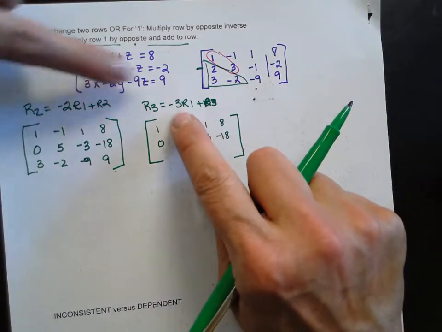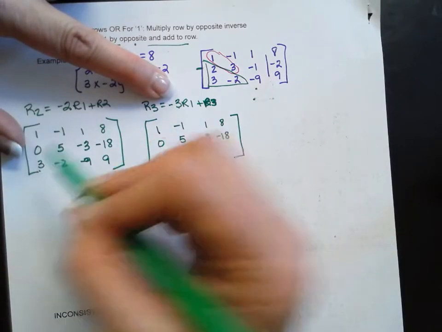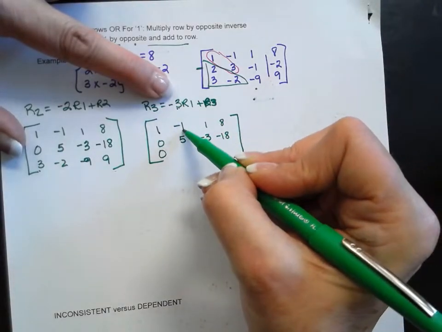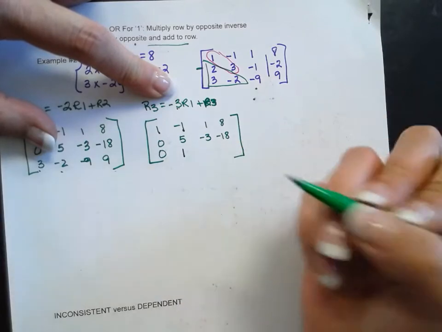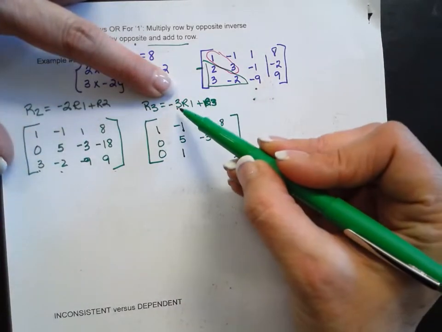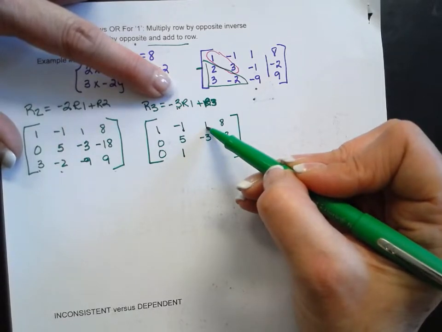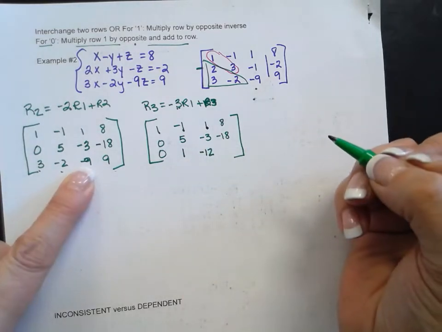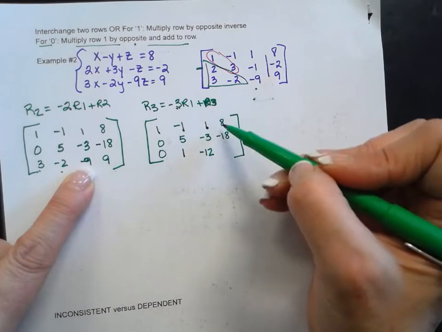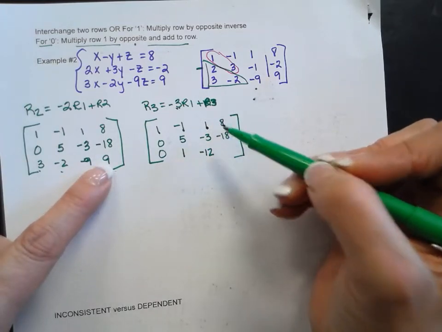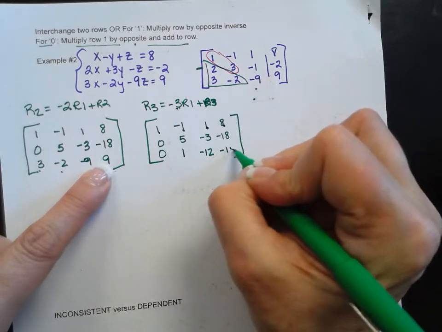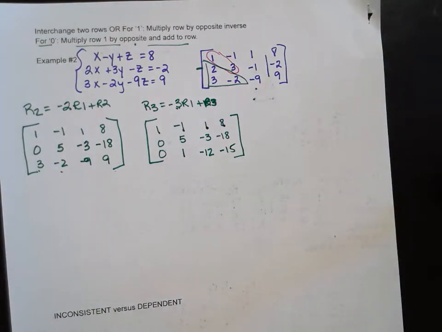Okay, so -3 times 1 plus 3, the beautiful 0. -3 times -1 is 3 minus 2 gives me a 1. -3 times 1 is -3 minus 9 is -12. -3 times 8 is -24 plus 9 is -15. So first column's done. Woohoo!